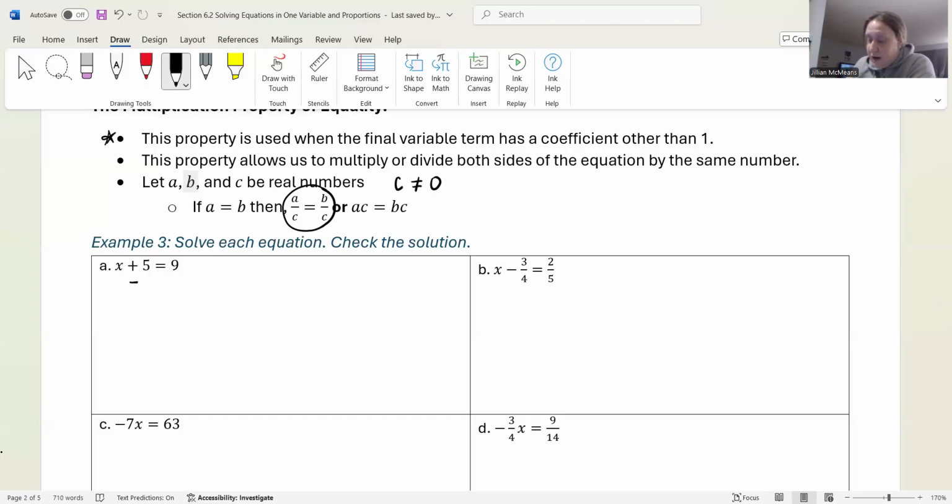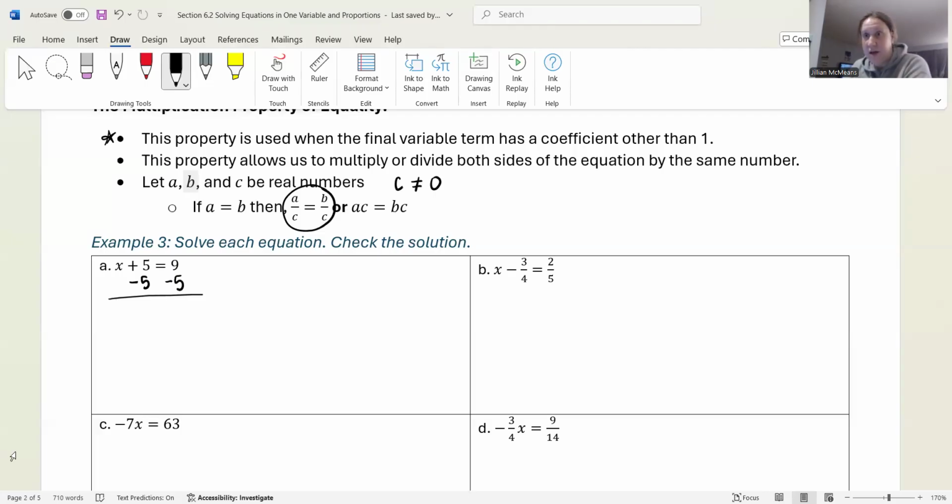So if I subtract 5 on the left, I would get x plus 5 minus 5. Well, plus 5 minus 5 just becomes 0, and x plus 0 is x. So we would have isolated the variable. However, remember, we have to maintain balance. That means if I do something to the left, I have to do the exact same thing to the right. So I need to make sure I subtract 5 on the right side as well.